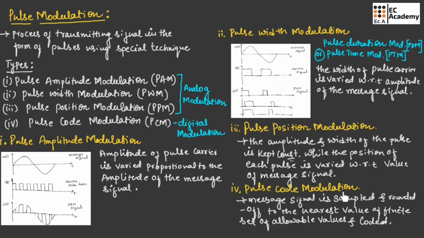So the message signal will be first sampled and then rounded off to the nearest value of the finite set of allowable values, and once the message signal is sampled and rounded off, it will be coded. This process is known as pulse code modulation.